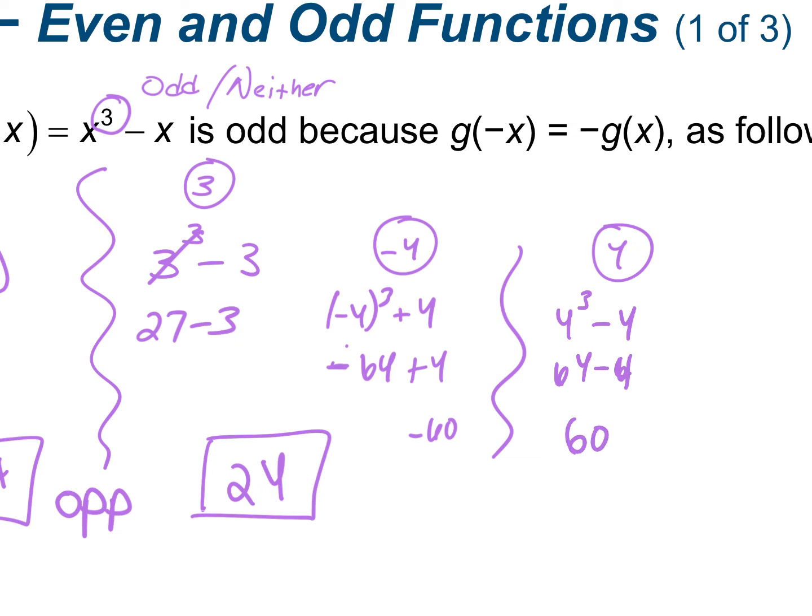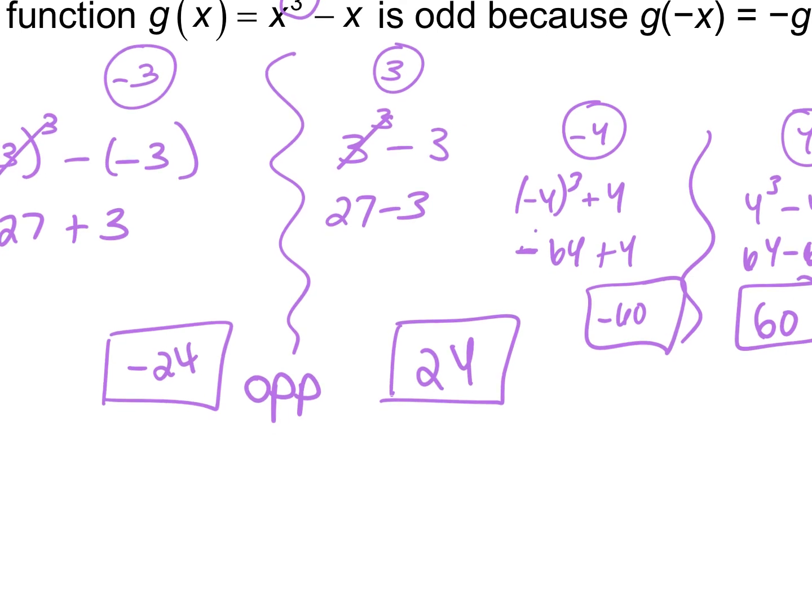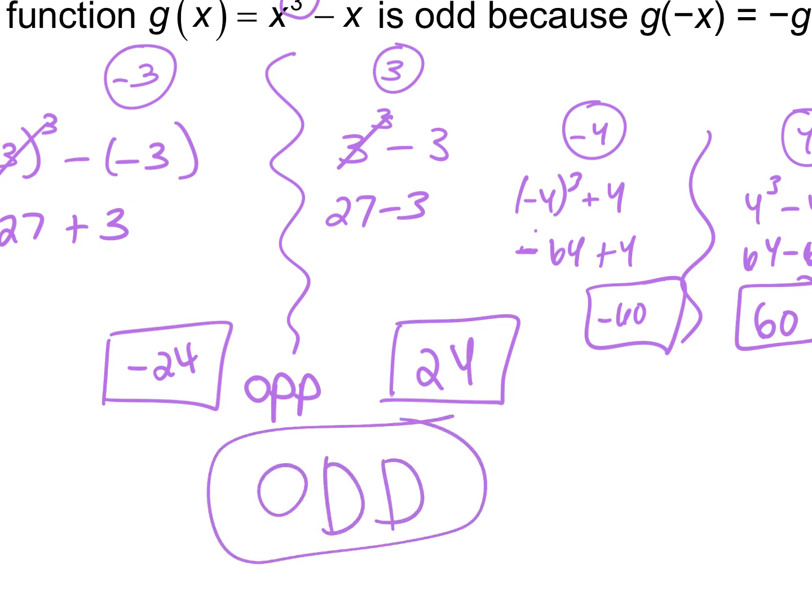Yes? What do you guys notice about 60 and negative 60? Or negative 24 and positive 24? Are they opposites of each other? Then that means this function is odd. The value that you get is not a big deal. That's why you can use any number in the world. It's the relationship between your two answers. If your function is odd, then when you evaluate using any number bigger than 1 and its exact opposite, your answer should be exact opposites. If they're not, then the function's neither.